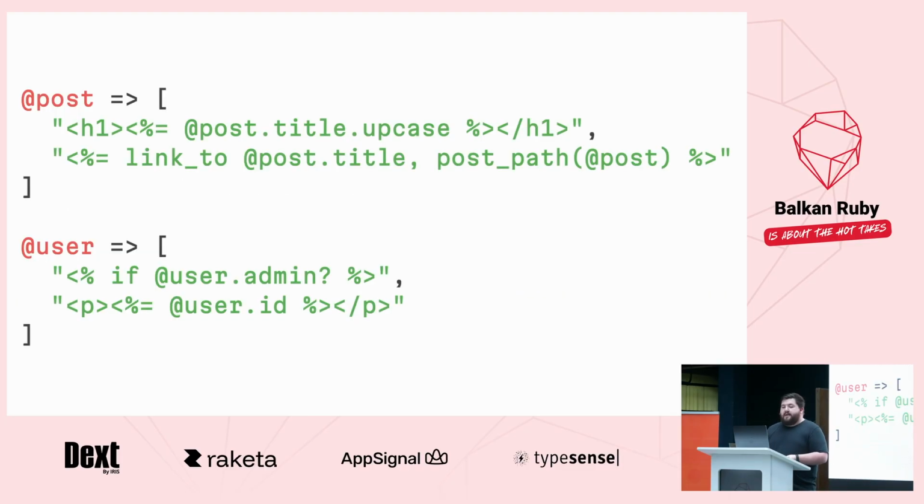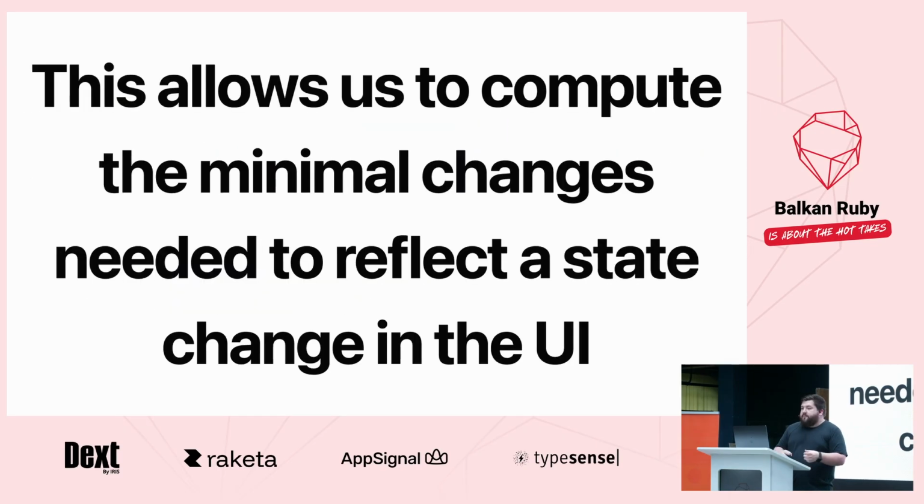So what we built now is an index to say, here are all the post nodes that are going to affect the post variable, and here are all the nodes that are going to affect the user variable. And with that, we can compute the minimum amount of changes that we need to reflect the updates in the UI. So this is where we are today.